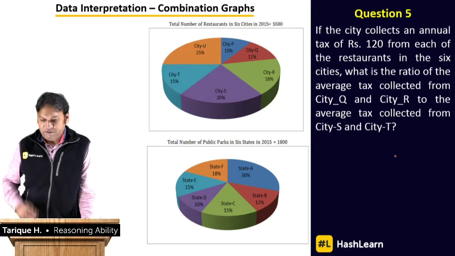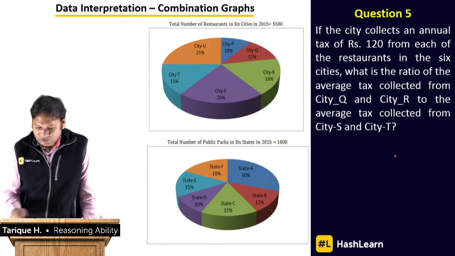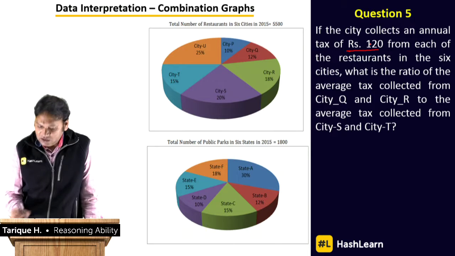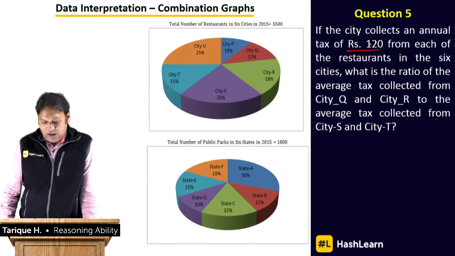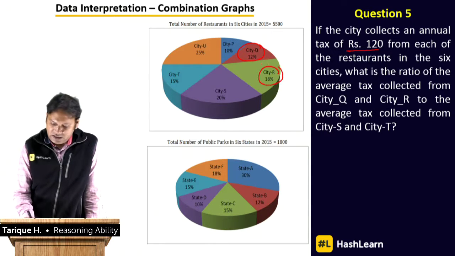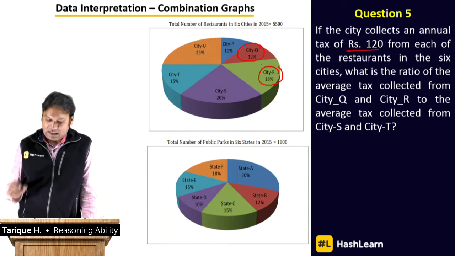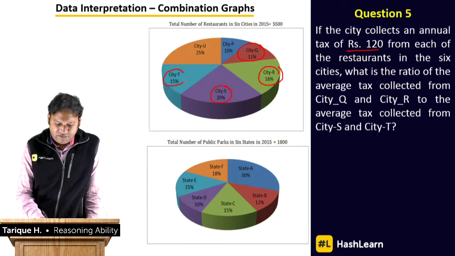Now let's look at question number 5. If the city collects an annual tax of rupees 120 from each of the restaurants in the 6 cities, what is the ratio of average tax collected from Q and R? So Q is 12 and R is 18, to the average tax collected from S and T. So S is 20 and T is 15.